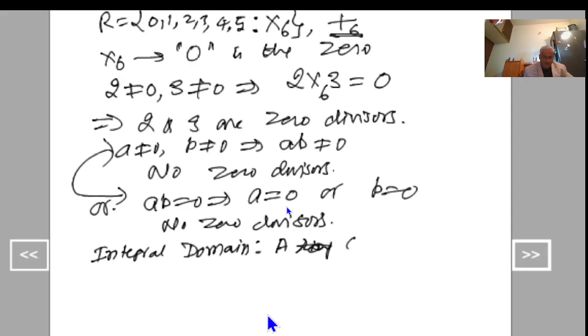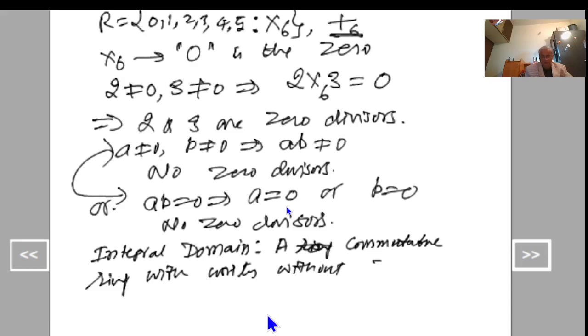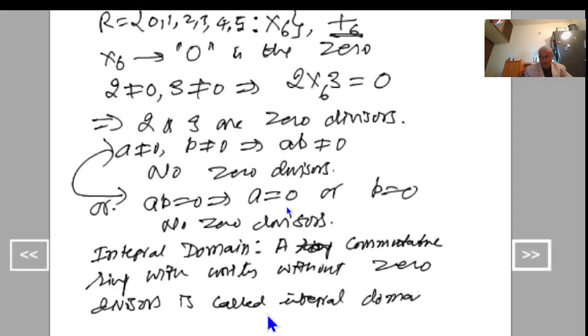That is, we define here a ring, or we write like this, a commutative ring with unity without 0 divisors is called an integral domain. Okay. So what is an integral domain?